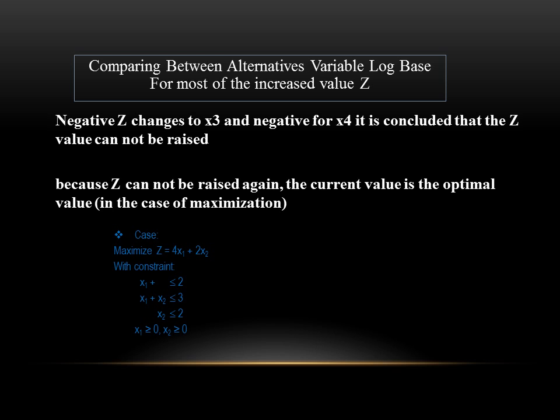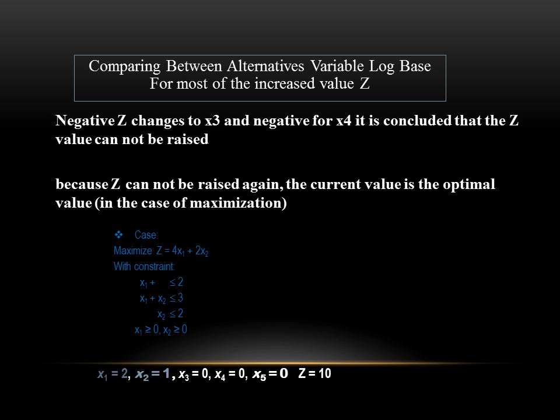Comparing between the alternative variables for the most increased z value. So the negative z change for x3 and negative for x4 concludes that the z value cannot be raised again. The candidate value is the optimal value in this case.